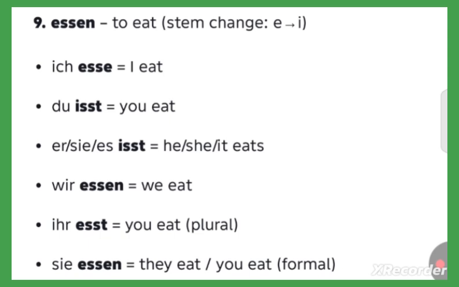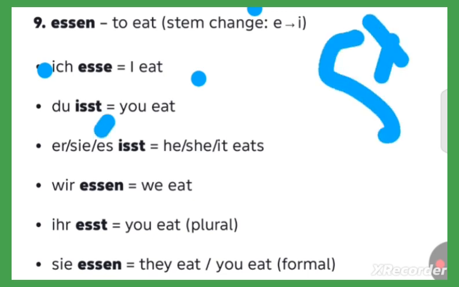But if it's you eat, you say du isst. You find that under du, the E at the beginning changes to I. So from the word essen it becomes isst, and it should end in -st. So du isst, you eat. Du isst Gemüse, you eat vegetables. Du isst Äpfel, you eat apples, whatever you eat.